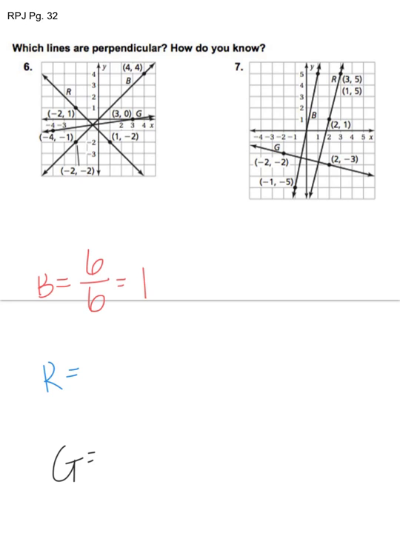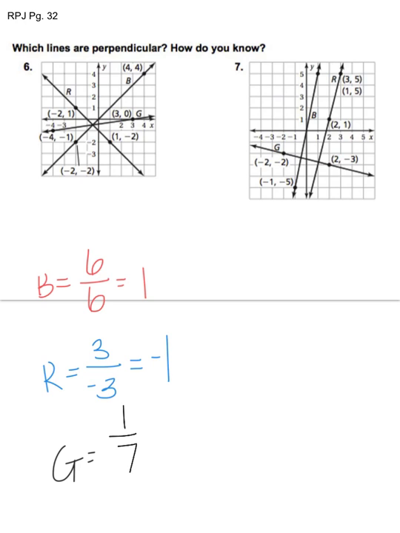Next, I'm going to do the R line, which is this one right here. I can tell just by looking at it that it's negative. So when I count up and over, I get 3 over negative 3, which is negative 1. And then finally, I'm going to do this G line, which I can tell again by looking at it is positive. So I count up and over, and I get a slope of 1 over 7.